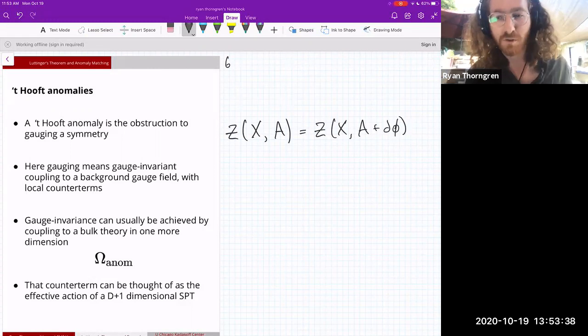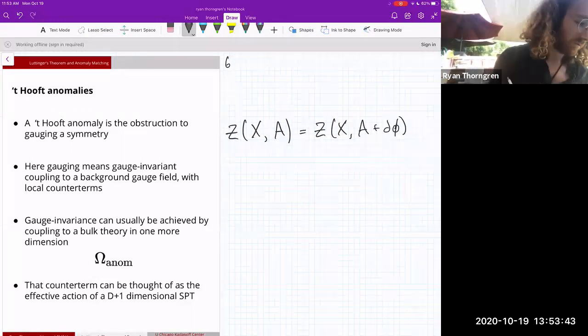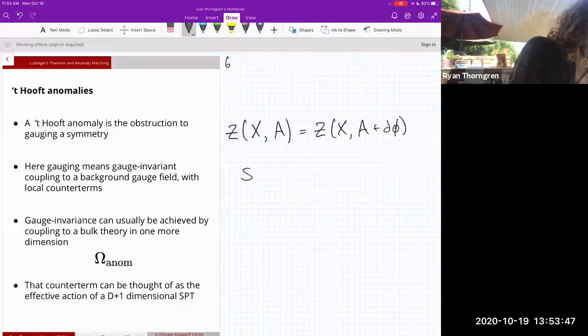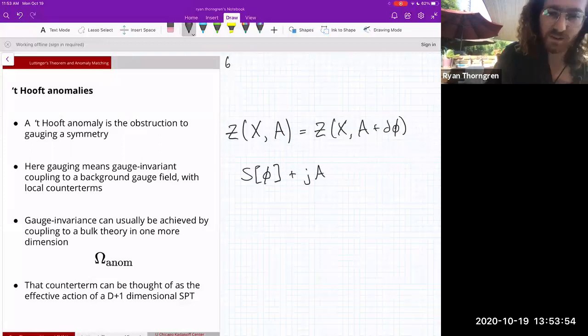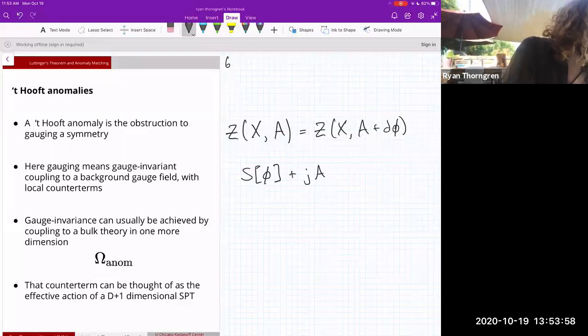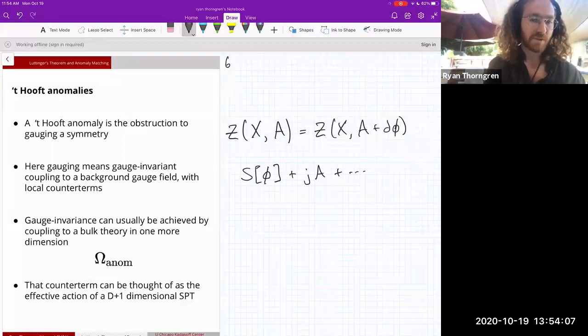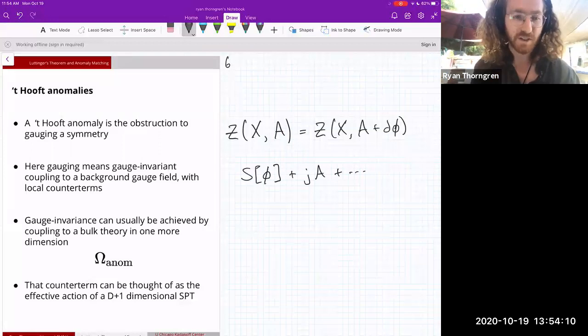And what we're allowed to do is add local counter terms in order to achieve this, right? So we might have some action that just depends on the matter fields, and then we have some kind of minimal coupling to the gauge field by some current, some kind of JA, and then we might add more local counter terms. But if we can't achieve gauge invariance by arbitrary local counter terms, then we have an anomaly.